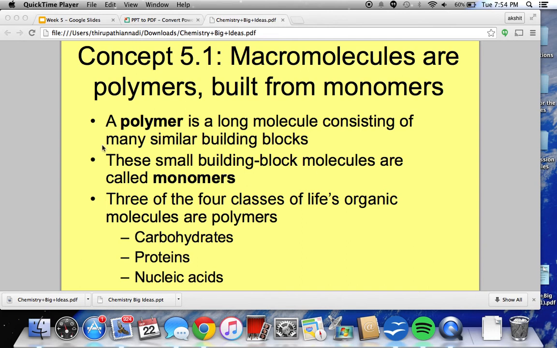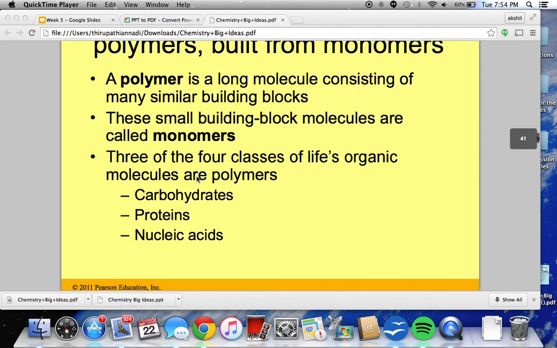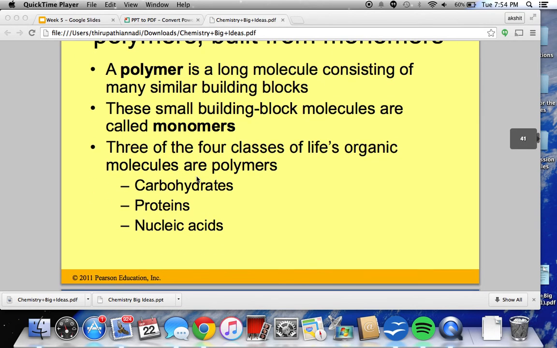So all of the molecules in our body are basically macromolecules. That means they're polymers built of smaller building blocks, and the building blocks are called monomers. And three of the four classes of life's organic molecules are polymers: carbohydrates, proteins, and nucleic acids. The other one, lipids, is just a special type of molecule that's put together in a certain way, not exactly a polymer.